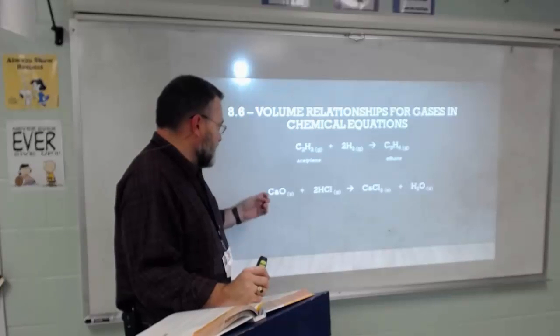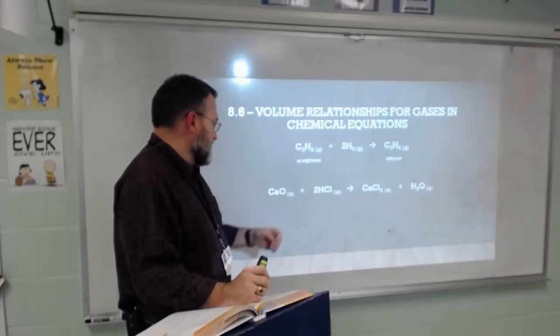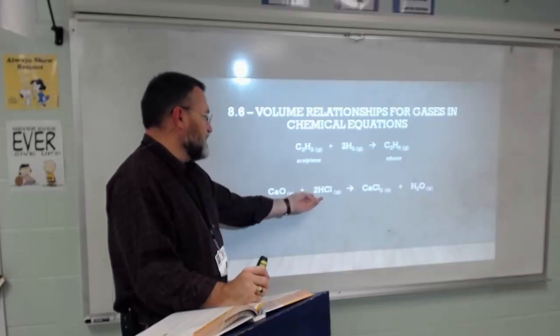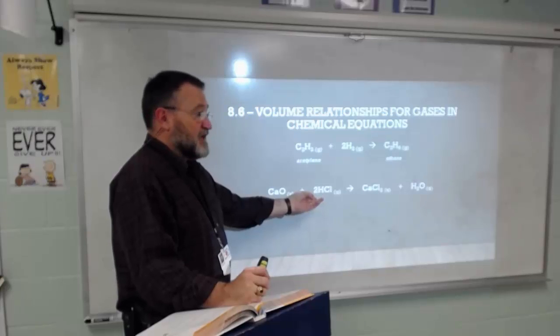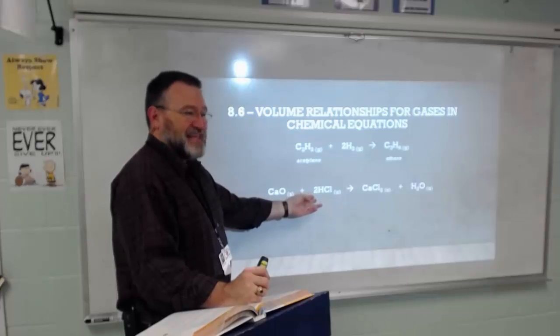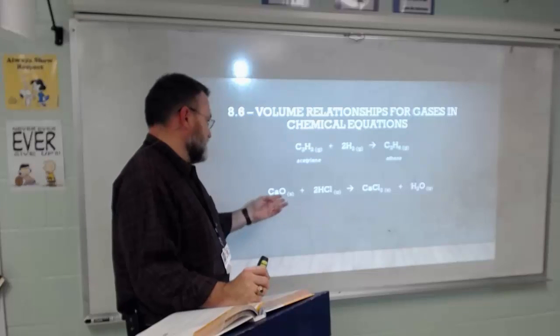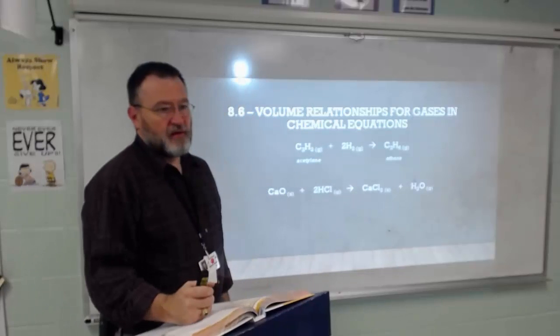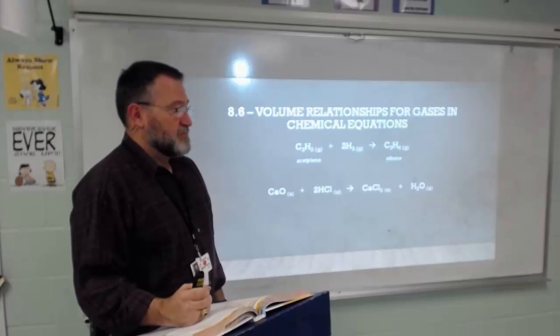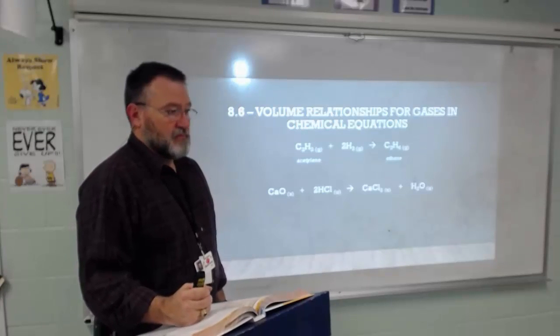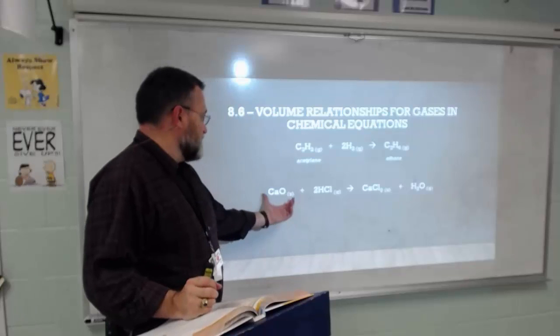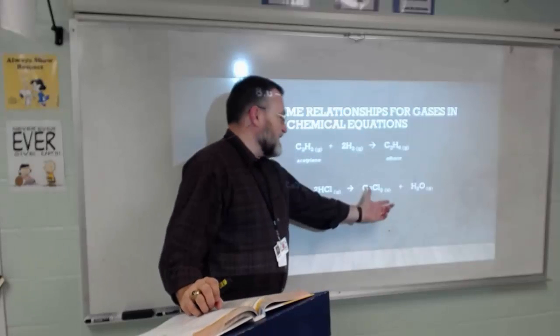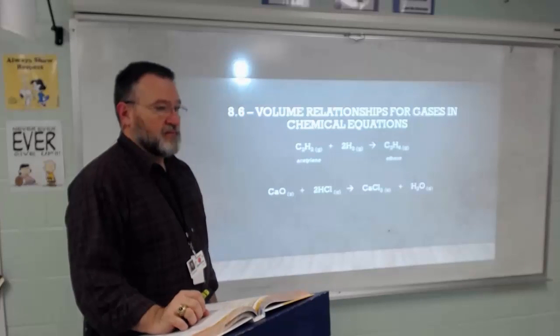In other words, here I could say, in this reaction equation, if I assume that I have 2 liters of hydrochloric acid gas, in terms of 2 liters, I can't say anything about my calcium oxide or my calcium chloride. And why not? Why can't I tell you about the volume of calcium oxide or the volume of calcium chloride in the reaction? They're not gases.